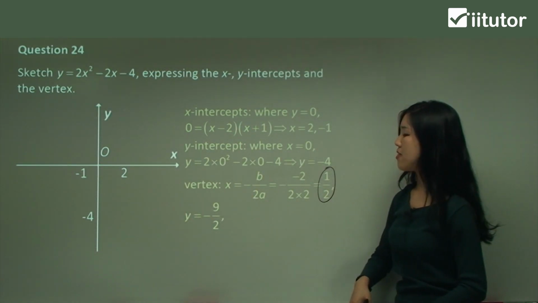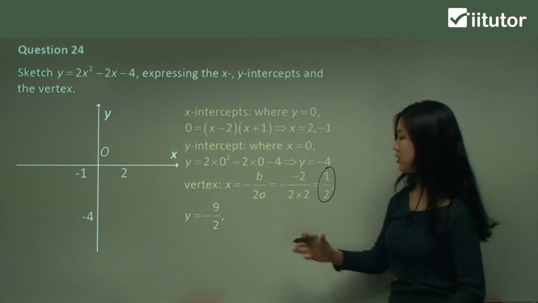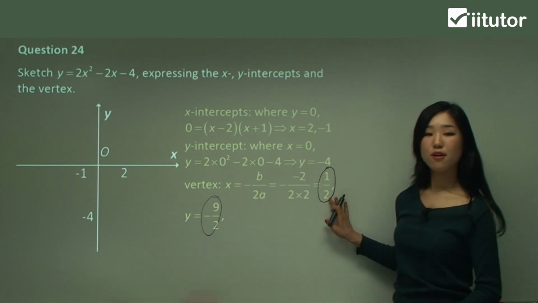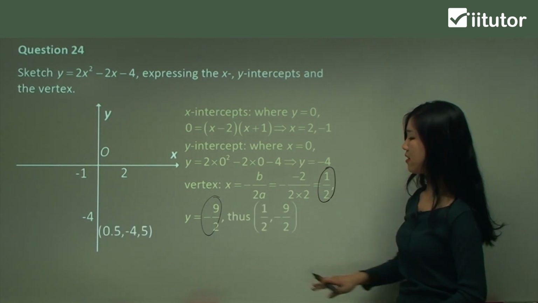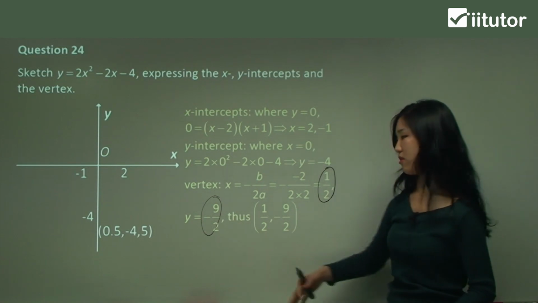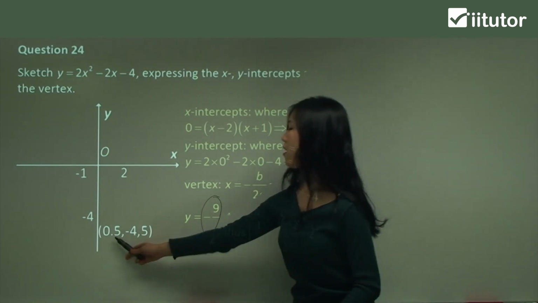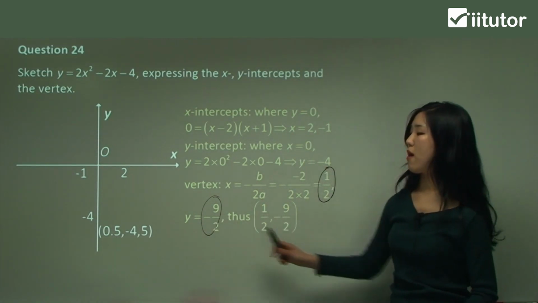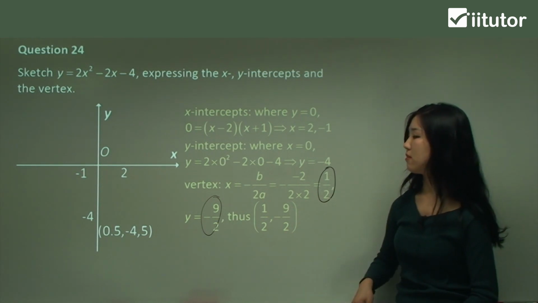Easy stuff. And then what's your coordinate? This is your y, this is your x. What's your final coordinate for the vertex? Half and negative 9 on 2. And I just put it as a decimal because it takes too much space. So x is half, 0.5, and y is negative 4.5, which is the same as this.